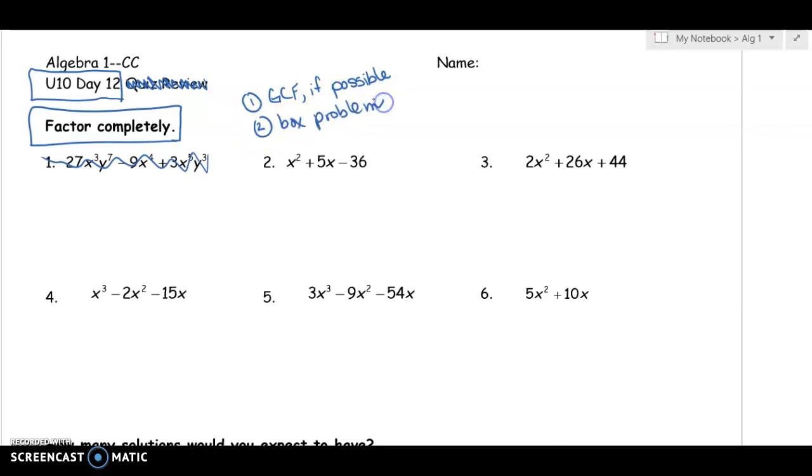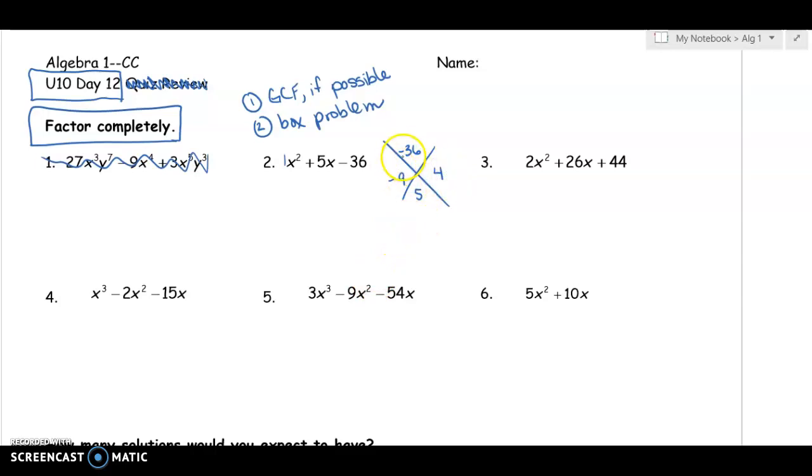And that's it. So for number 2, you've got a 1 in front of the x squared, a 5, and a negative 36. The only number that goes into all of those is 1, and they don't all have an x in common, so there really isn't a GCF other than 1. And so the first step, we don't have to worry about. Step 2, box problem. It's got to multiply to be negative 36 and add to be 5. Those two numbers are going to be negative 9 and 4.